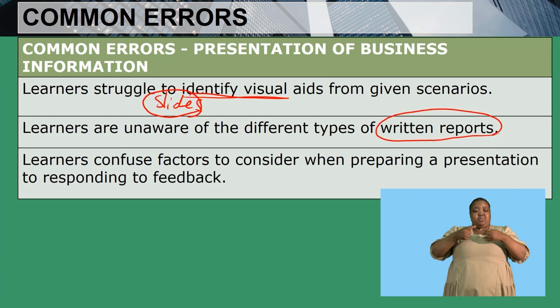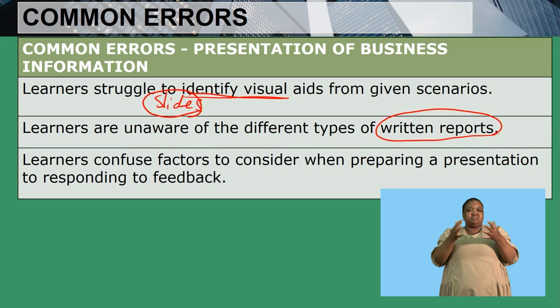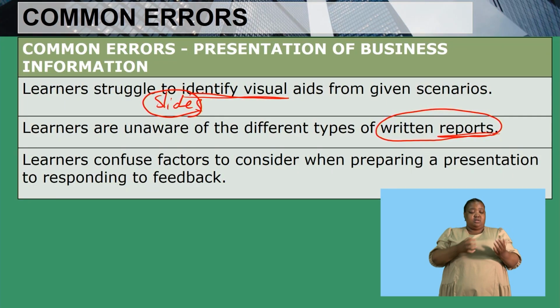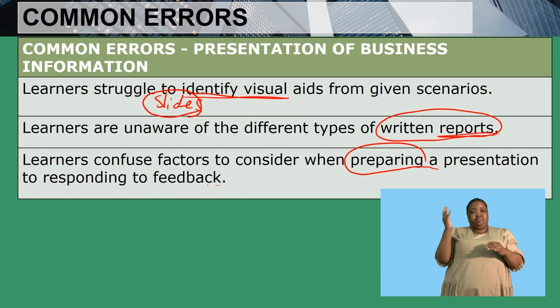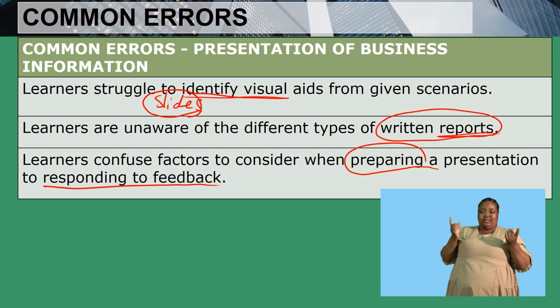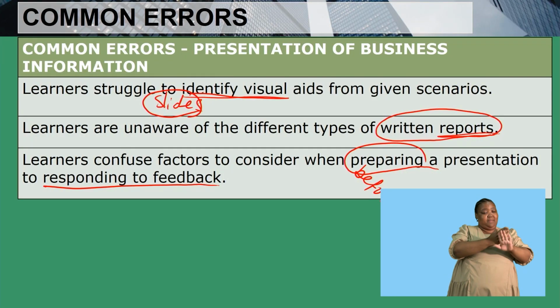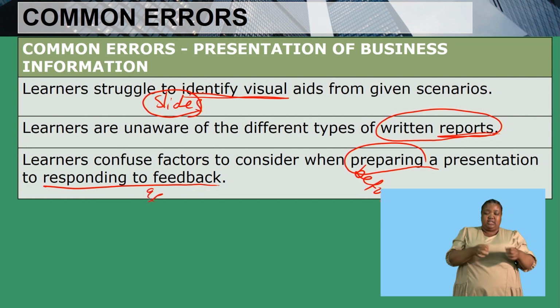You might also confuse the different types of written reports. For you to do well in this section, you must familiarize yourself with the different types of reports and what each report is used for. This will help you to also identify them in the scenario. Then it is very easy to confuse the factors to consider when preparing a presentation and responding to feedback. Remember that preparing is done before a presentation, whereas responding to feedback is done after a presentation.